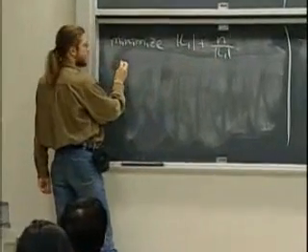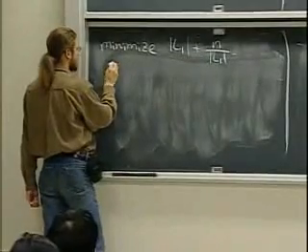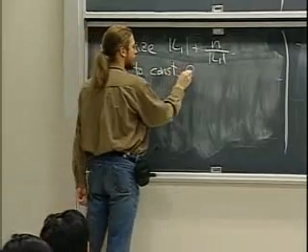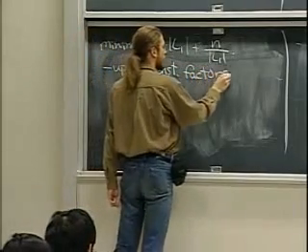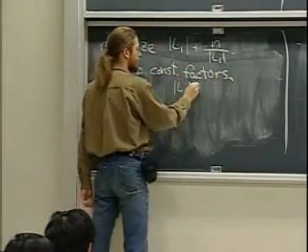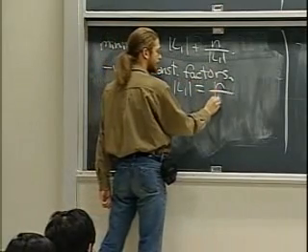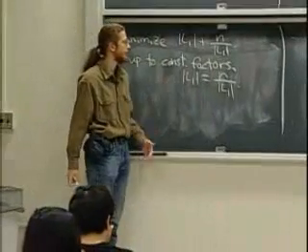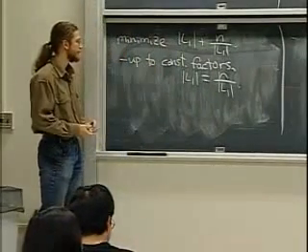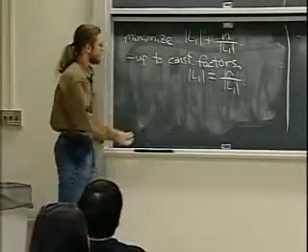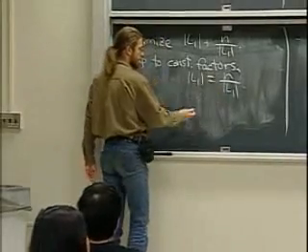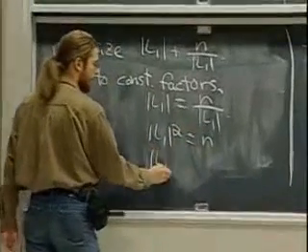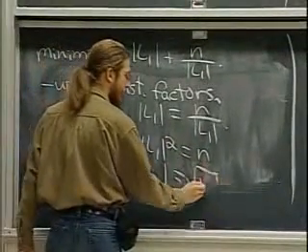So this is up to constant factors. I can let L1 equal n over L1, because at most I'm losing a factor of 2 there when they happen to be equal. So now I just solve this. This is really easy. This is L1 squared equals n. So L1 is the square root of n.